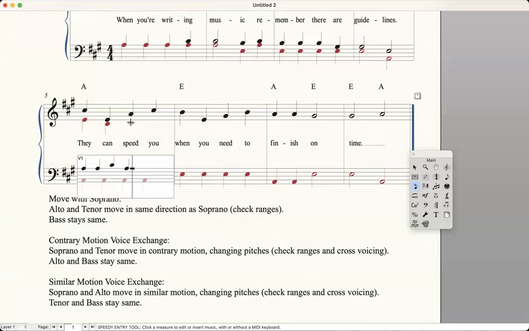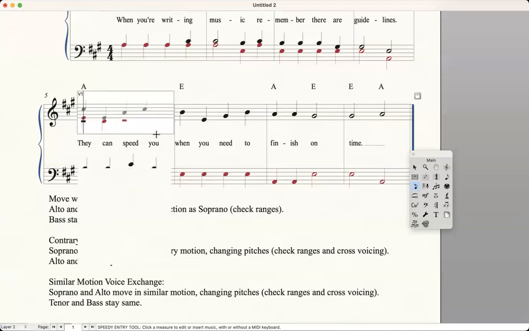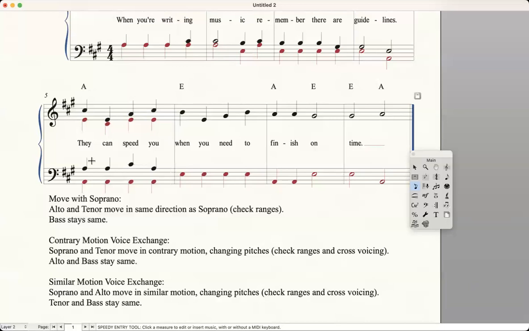Okay. And that means the altos are going to do the same thing. So we're going to move with soprano. We're going to move up to the E right there. And then it's going to stay the same because in contrary motion voice exchange, the alto doesn't move. That seems just fine, right? So similar motion voice exchange from here to here. And then move with soprano. And then contrary motion voice exchange. And our ranges and everything are good.